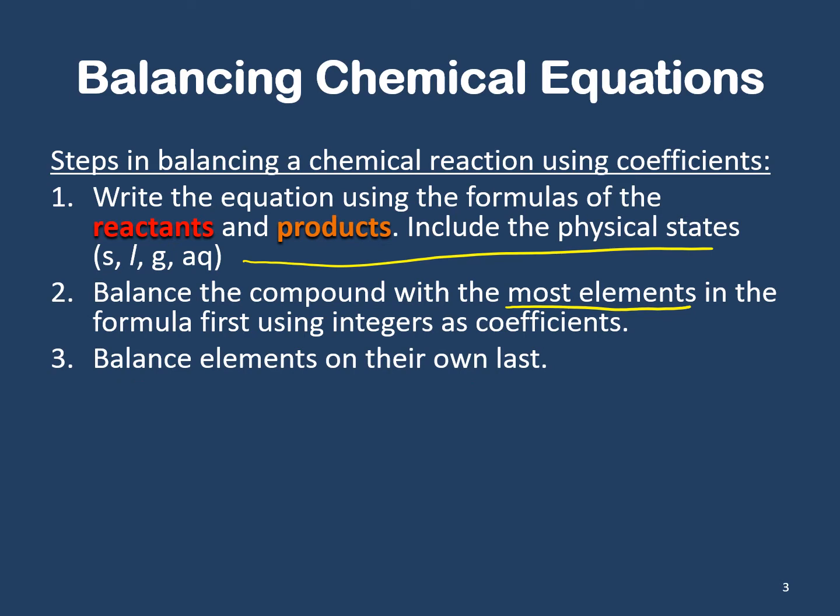We're going to balance elements that are by themselves at the very end. So for instance, if we have O2 gas in our reaction plus some other thing goes to some products, this is an element by itself, and we're going to wait till the very end of our reaction to balance an element that's by itself.